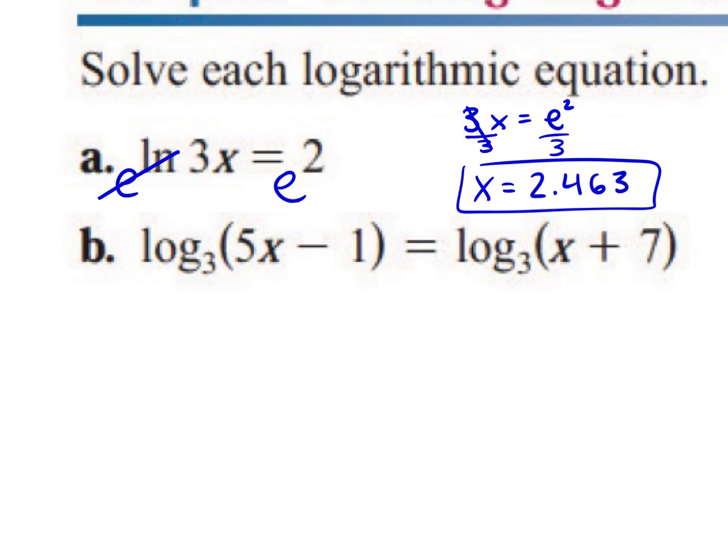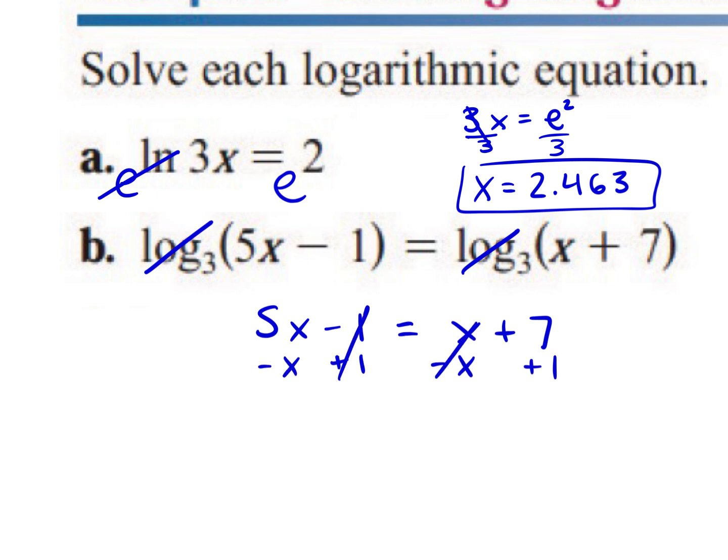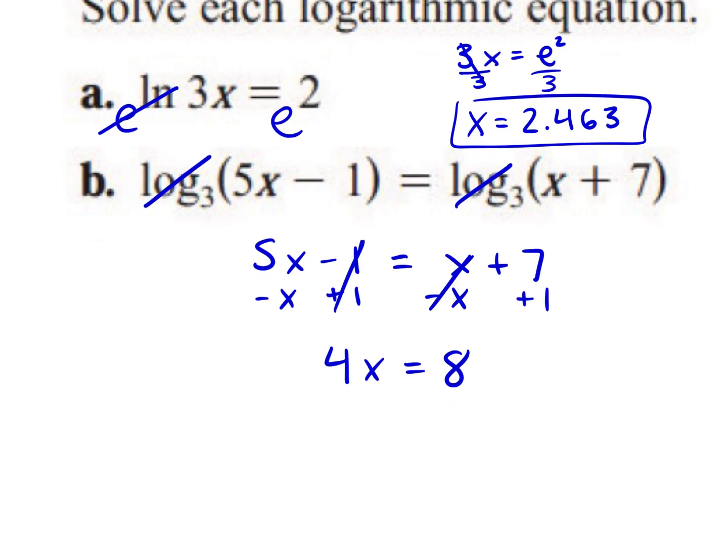All right, B. What do we do when we have a log equals a log? Cancel them and set whatever we're taking the log of equal to each other. So 5x minus 1 equals x plus 7. What should we do next? Subtract the x. We're just going to solve this normally. Subtract the x, and we can add the 1. So 4x equals 8. Then what? Divide by 4. x equals 2.